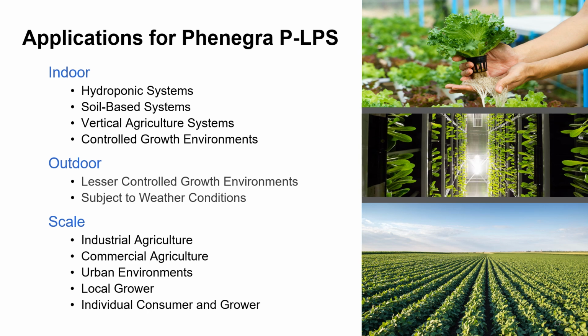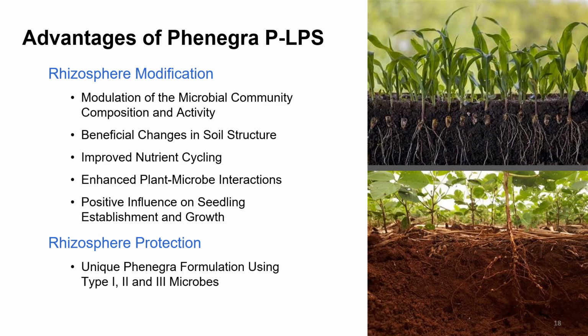Most pots are not transparent. So you're just going to feed everything. You buy all your fertilizers, you put more fertilizer in, you wonder why is it not growing well? Well, you can't see and you don't know, but you still have to feed them. That's a cost. So in slide 18, the advantage of the Phenegra LPS system is the rhizosphere modification.